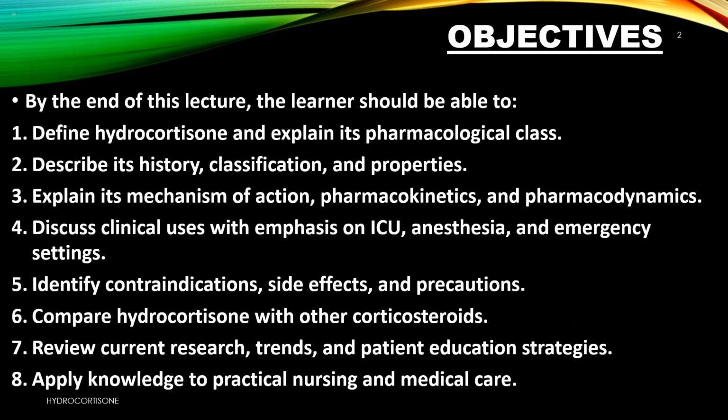Objectives. By the end of this lecture, the learner should be able to: 1. Define hydrocortisone and explain its pharmacological class. 2. Describe its history, classification, and properties. 3. Explain its mechanism of action, pharmacokinetics, and pharmacodynamics. 4. Discuss clinical uses with emphasis on ICU, anesthesia, and emergency settings. 5. Identify contraindications, side effects, and precautions.